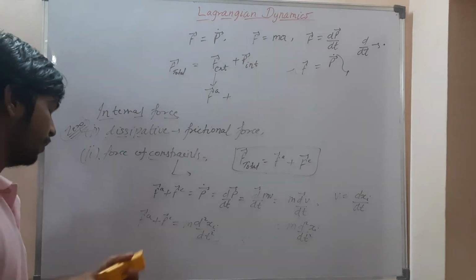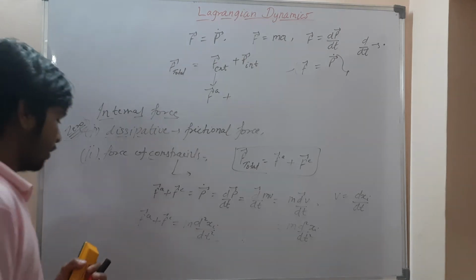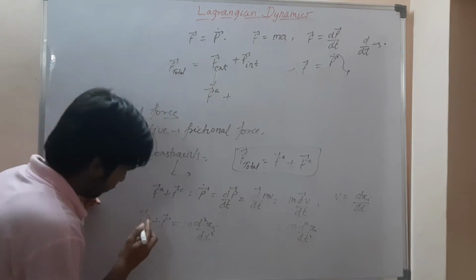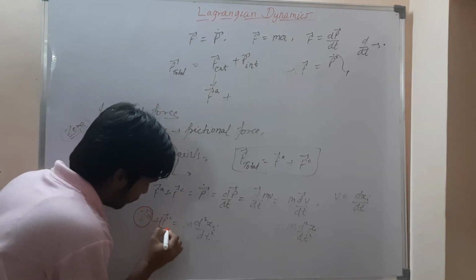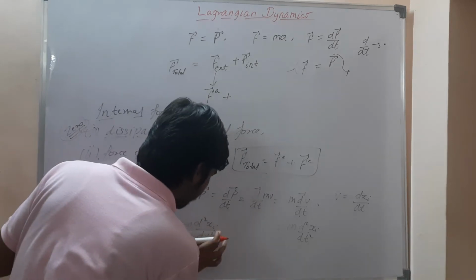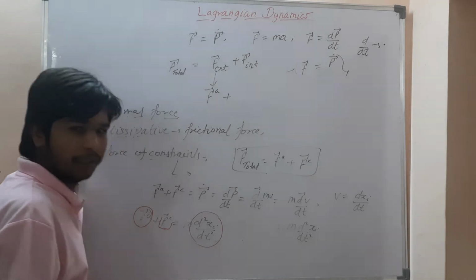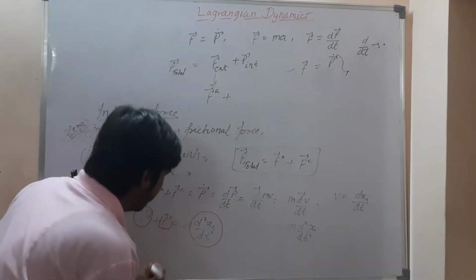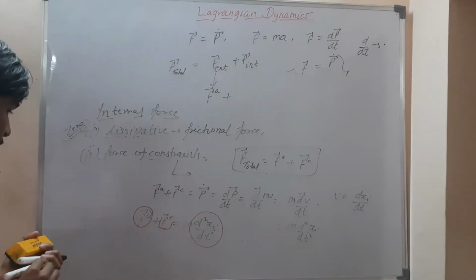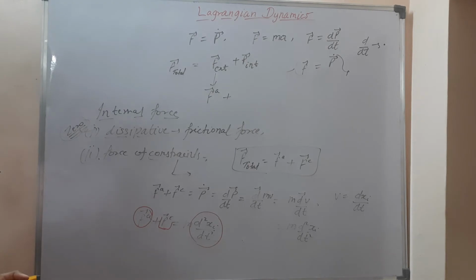So now we will try to understand this formula. This is the applied force, which we know. This is the force of constraint. So for this one we should know the applied force and force of constraint. Now we will understand the force of constraint, how it is and what it is.